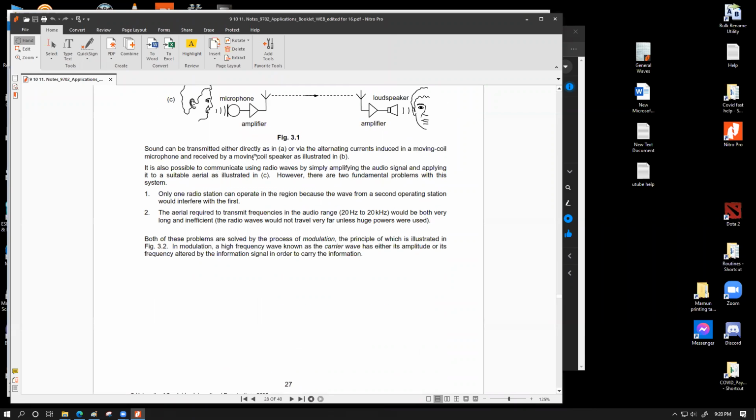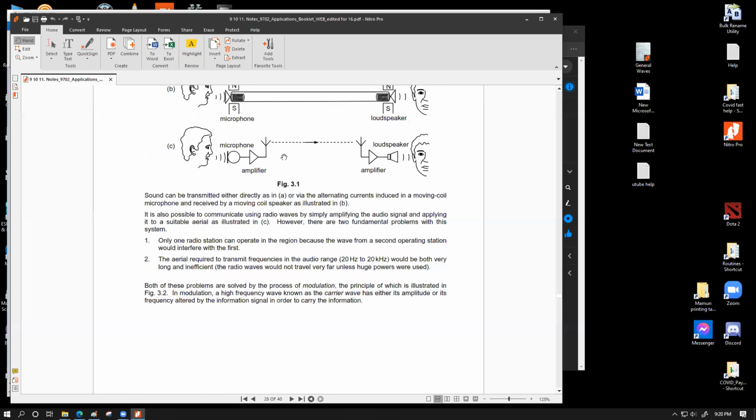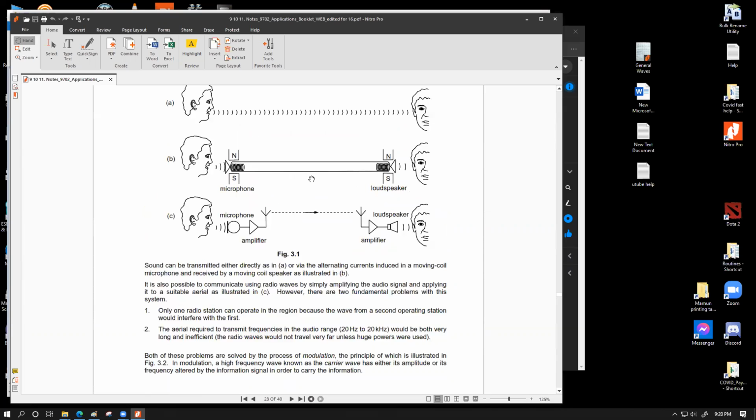Sound can be transmitted either directly as in A, or via the alternating currents induced in a moving coil microphone and received by a moving coil speaker as illustrated in B. It is also possible to communicate using radio waves by simply amplifying the audio signal and applying it to a suitable aerial as illustrated in C. However, there are two fundamental problems with this system.